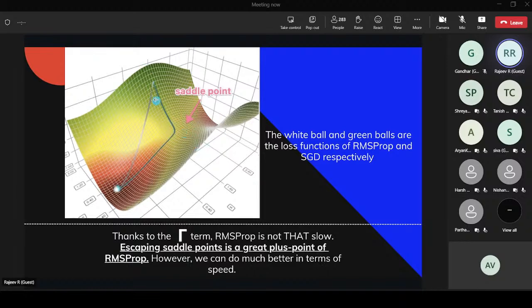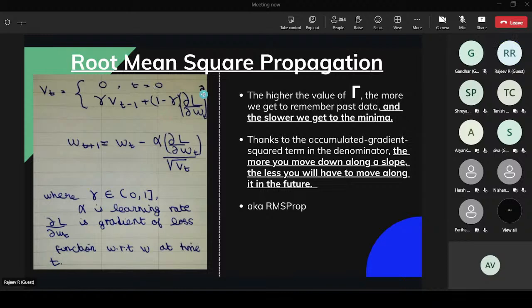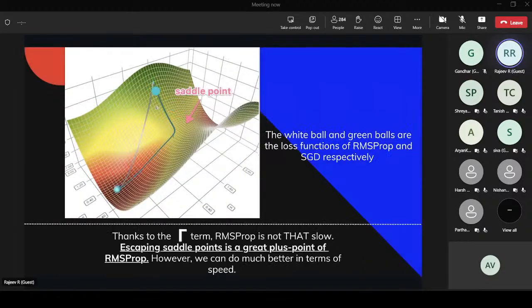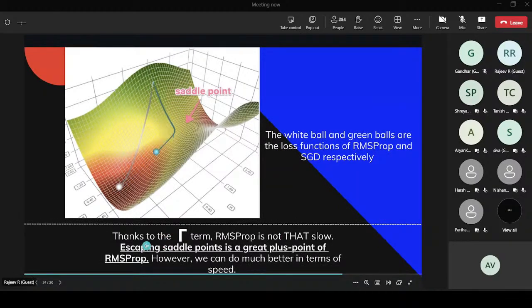Or in other words, the change in weight in other directions becomes high. So it tends to stop moving in this direction and moves in other directions. It basically escapes this saddle point and goes towards another global minima. I hope it's clear to you guys. So this is how RMS prop can escape saddle points easily.